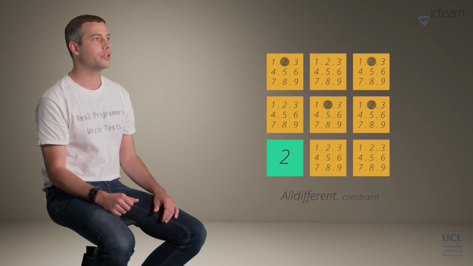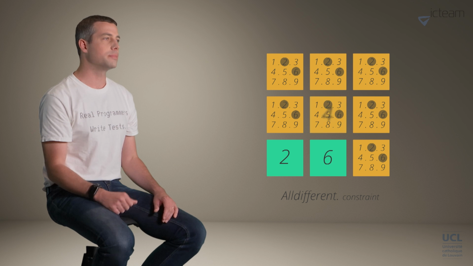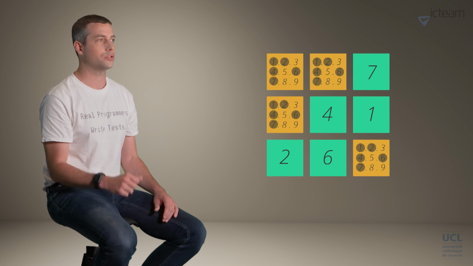Let me illustrate this with a constraint that Sudoku players are very familiar with. The all different constraint. Every variable must take a different value. As you can see, some deductions can be made to remove impossible values.